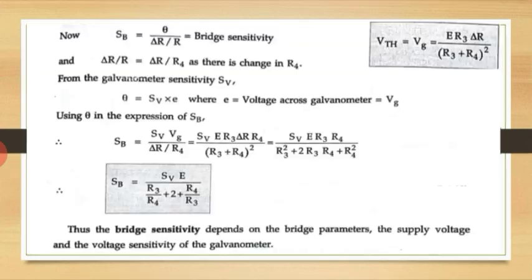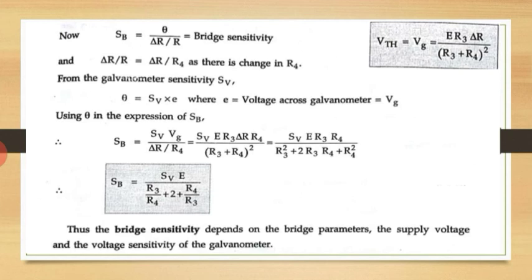Okay, so here the last point is that the bridge sensitivity depends on the bridge parameters, the supply voltage and the voltage sensitivity of the galvanometer. Okay, with this I conclude this session.